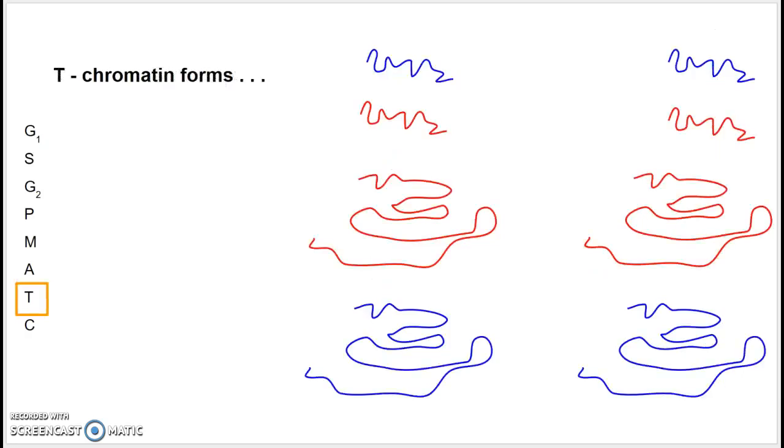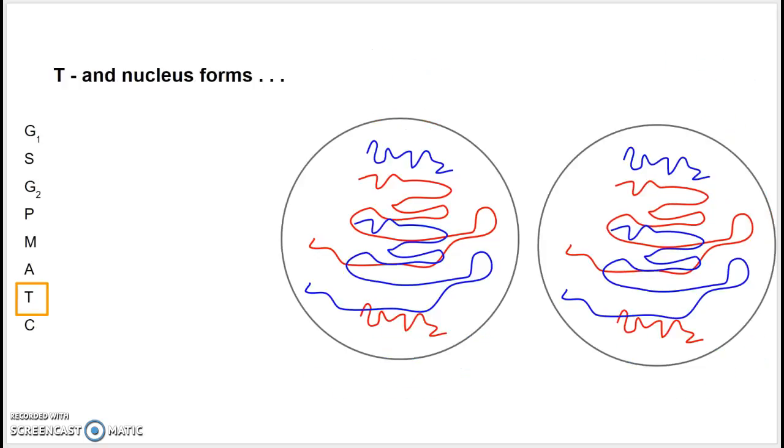So now we go into the next phase of telophase, and we know that chromatin forms, right? So those chromosomes uncoil, each of them, and then the nucleus forms, and we're back to the start, and that would be the end of the cell cycle.